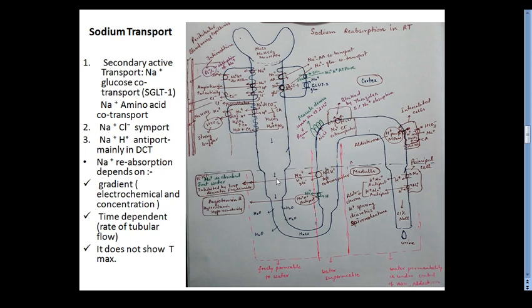Now come to the next part. This is the loop of Henle. So here only water is reabsorbed. Then this NaCl is passed directly into the thick part of the ascending loop of Henle. In the thick part of the ascending loop of Henle, there is a co-transporter named sodium potassium 2 chloride co-transporter. It actively reabsorbs the sodium, potassium and chloride ions from the renal tubules into the blood.